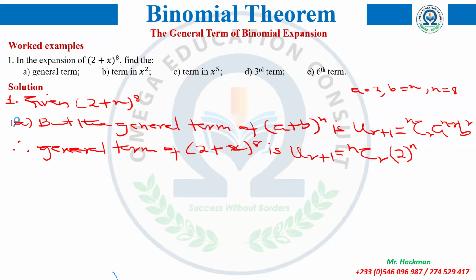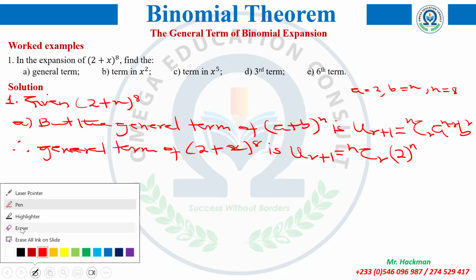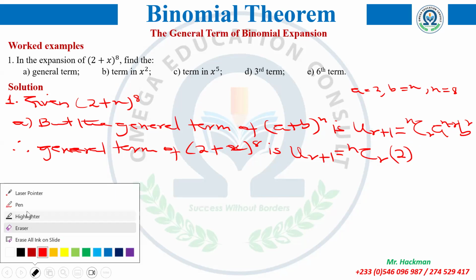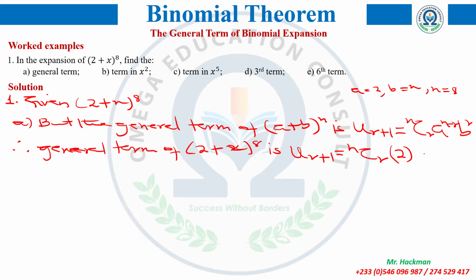Okay, so let me go and clear this. All right, so we are on the right foot. So it will be 8 minus r. Do you agree? Yes, please. You know your n to be 8, so 8 minus r. Then b, what is b? X raised to the power r. Is that clear? Yes, please.